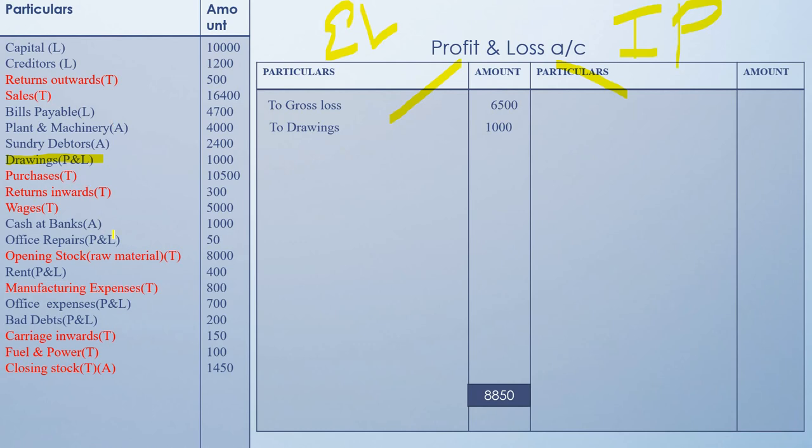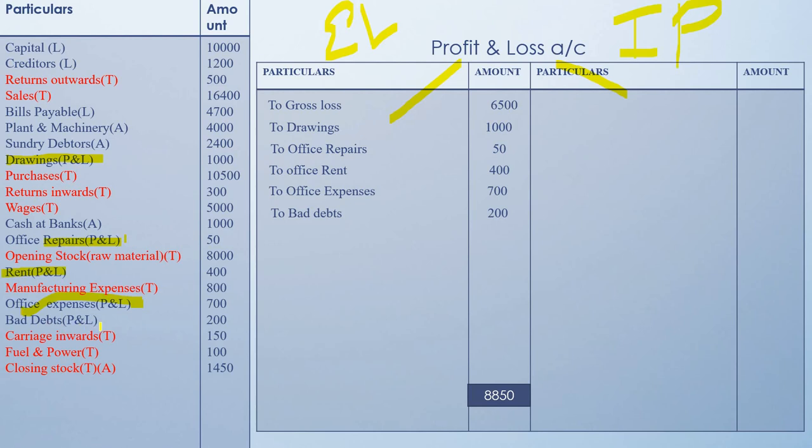And next we have office repairs. Repairs are expenses: we are getting a service and we are paying an amount, so it is considered an expense and posted on the left hand side. Next, rent. We are paying office rent, so it is also an expense, posted on the left hand side. And next we have office expenses, again on the left hand side.